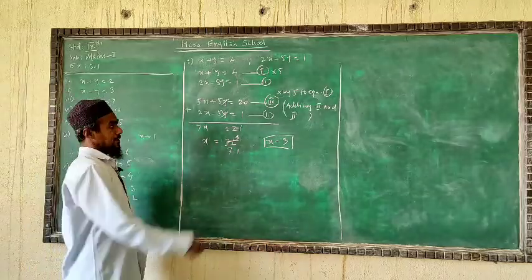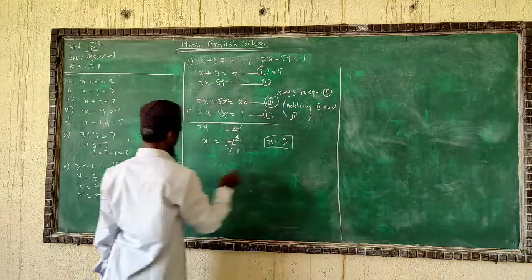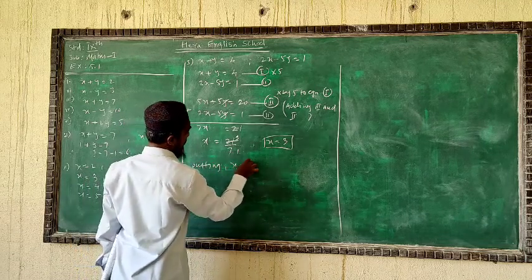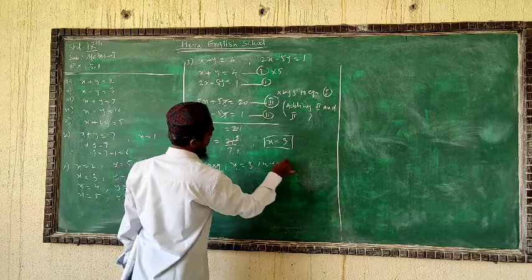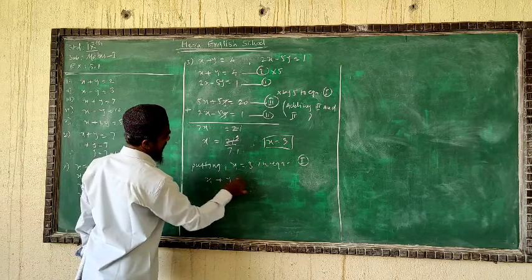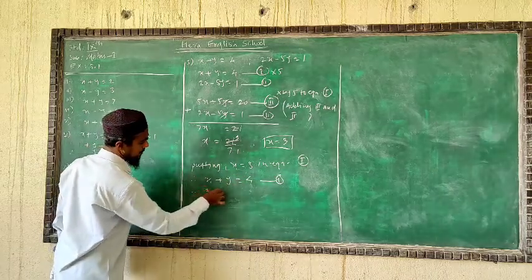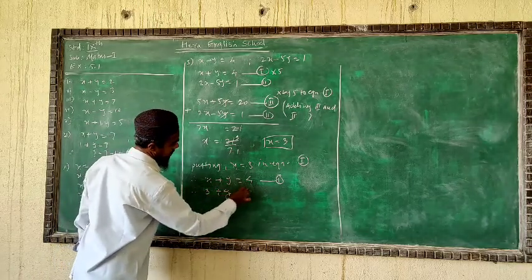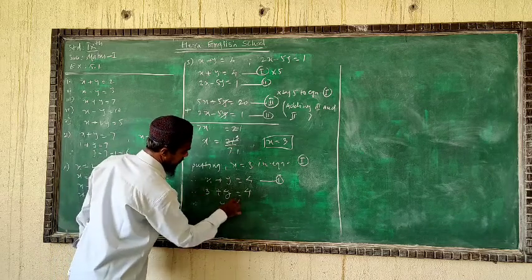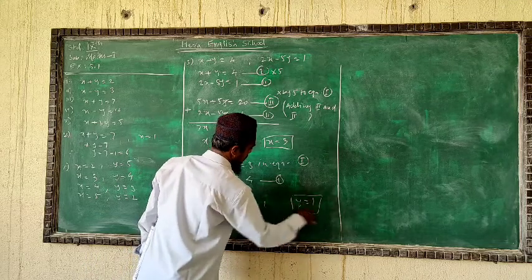By keeping the value of x in any equation, suppose the first one, we'll put x equal to 3 in equation 1. The first equation is x plus y is equal to 4. We have x as 3, so 3 plus y is equal to 4. Therefore, bring the 3 to the right side, y is equal to 4 minus 3. You will get 1. Now here we got y is equal to 1.